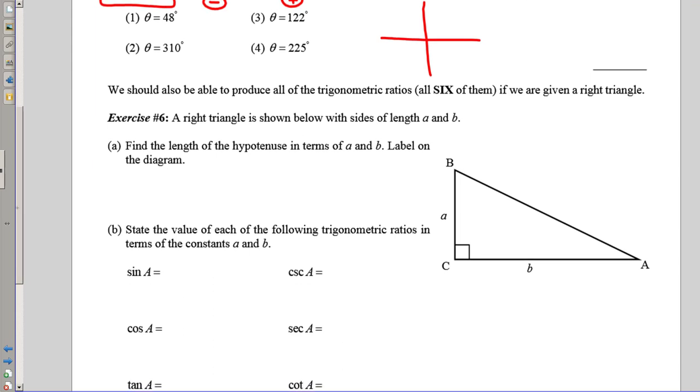We should also be able to produce all of the trig functions, and I promise that there will be a question like this on your test. This is a generic example, but you'll have an example similar to what's on the practice test where there are specific values and you're evaluating it for that. The first part of this question asks you to find the length of the hypotenuse in terms of A and B. Well, since we're talking about a right triangle, we can find the hypotenuse by using the Pythagorean theorem. Okay, and so if I solve this for h, I get that h is equal to the square root of a squared plus b squared.